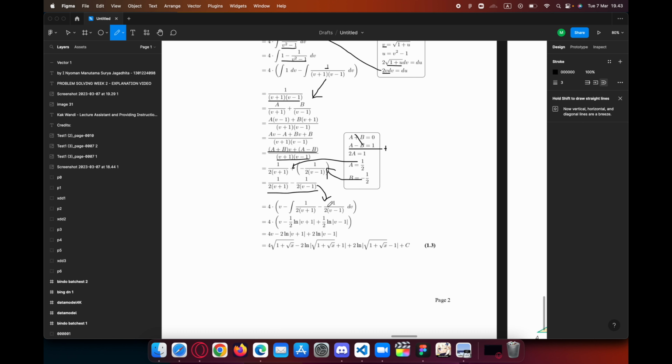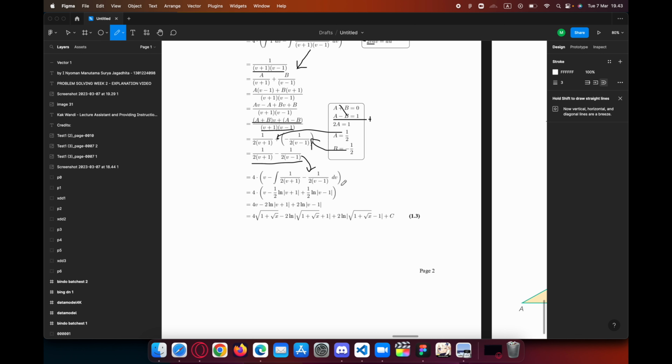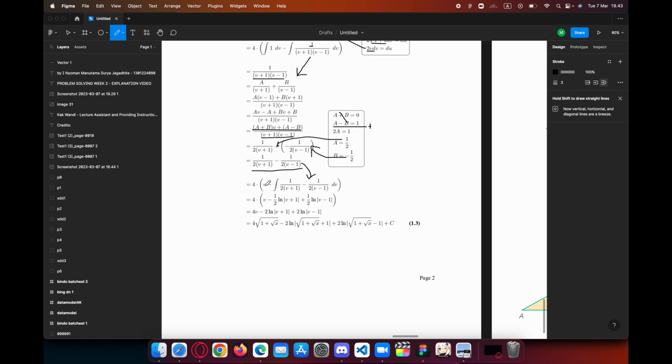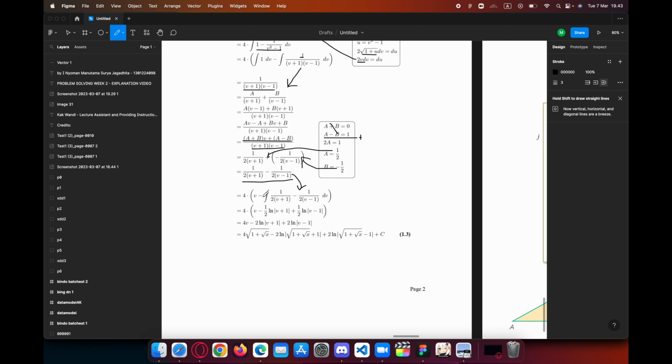Okay, so we got a nice, easy to integrate form. And then this one we already integrated: the integral of 1 dv becomes v, the constant rule, minus this becomes this.